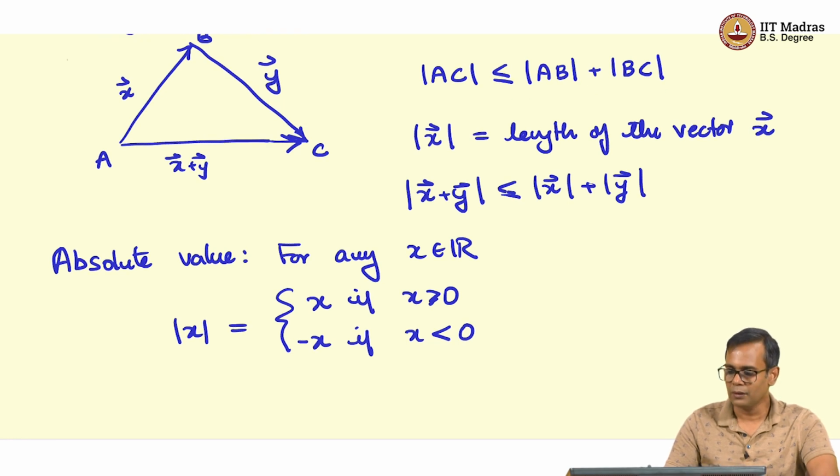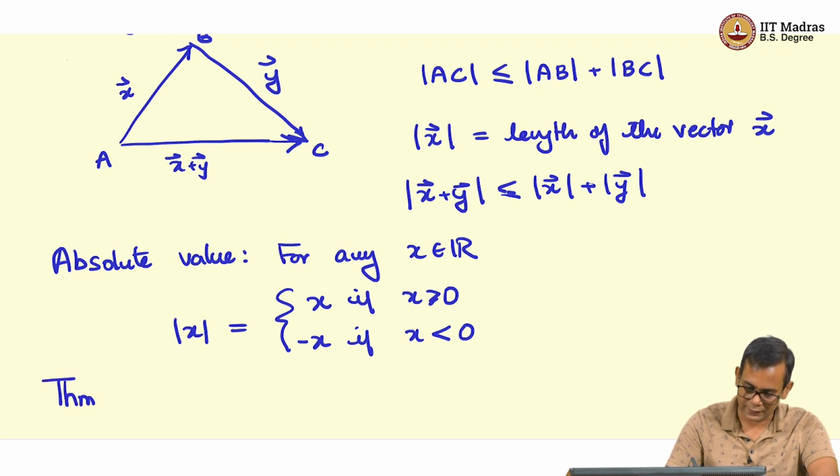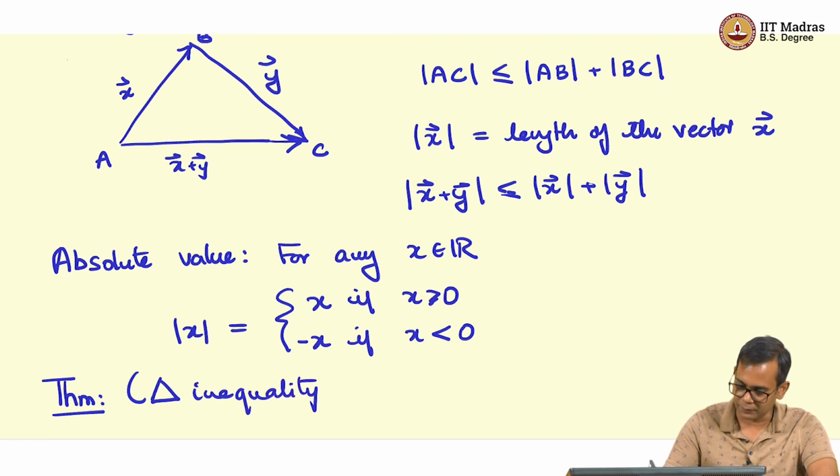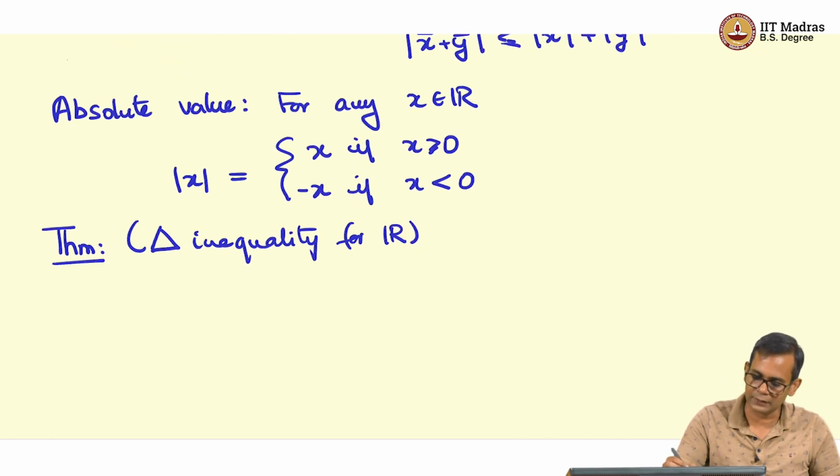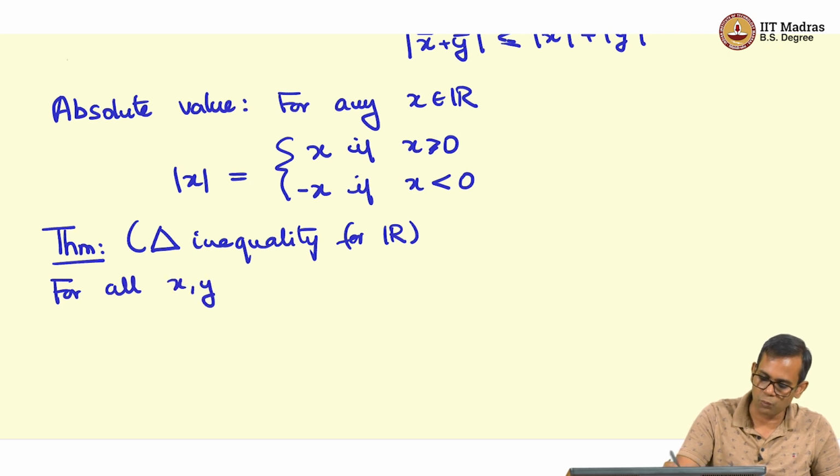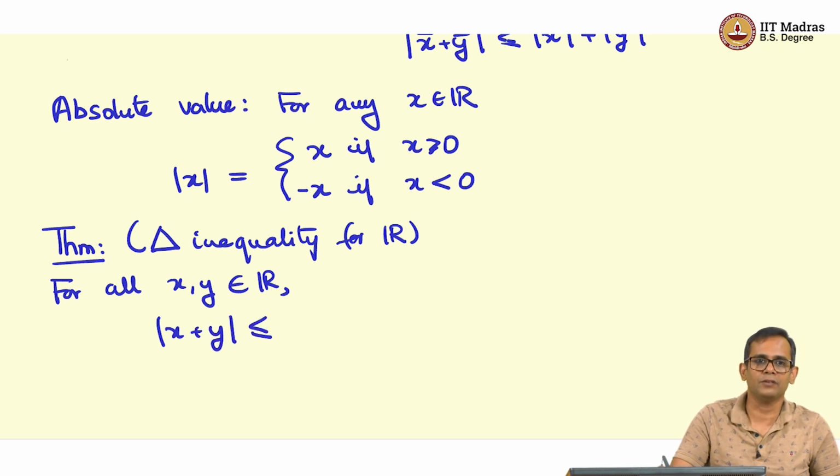So, now the triangle inequality says, I can state it as a theorem, triangle inequality for the real numbers says that given any real numbers x, y in R, the absolute value of x plus y is less than or equal to the absolute value of x plus the absolute value of y.